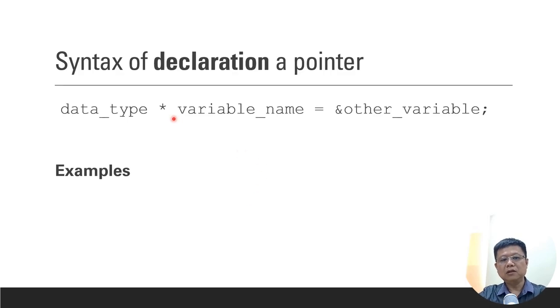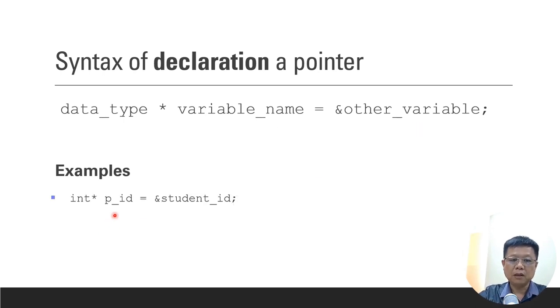In order to declare a pointer, it is not difficult. You have to remember that any data type, it could be string, double, float, integer, or char, is followed by the asterisk symbol. Don't forget the asterisk symbol. Then your variable name, any variable name, is assigned the address of other variables using the ampersand. So please remember, this is a must. This is the example where my pointer data type is integer, and it refers to the address of student_id.